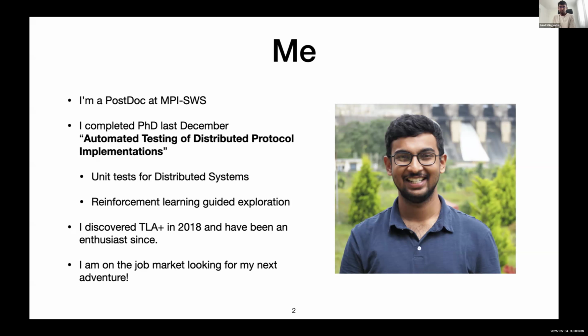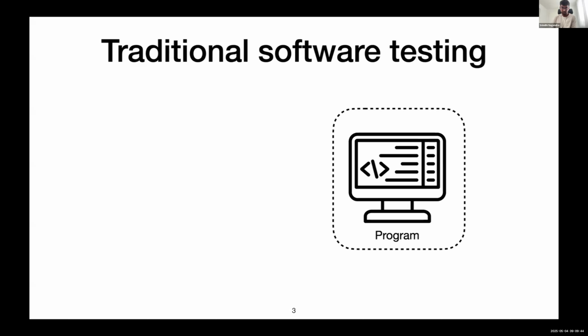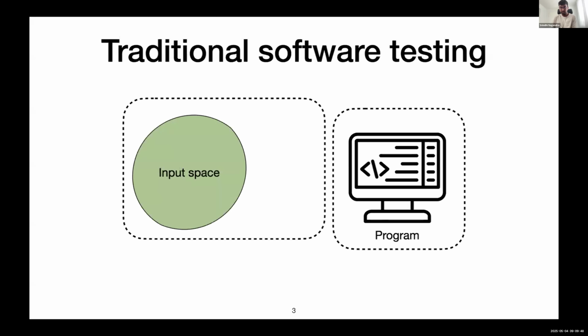So, about today's topic, I'll give a brief background on what traditional software testing is and then relate it to distributed systems. So, you have a program and you want to test it. There's a bunch of inputs that you can give to this program, and you pick a random input and you feed it to the program. You do this many times. And the goal is to find a particular input such that the program behaves badly and you found a bug.